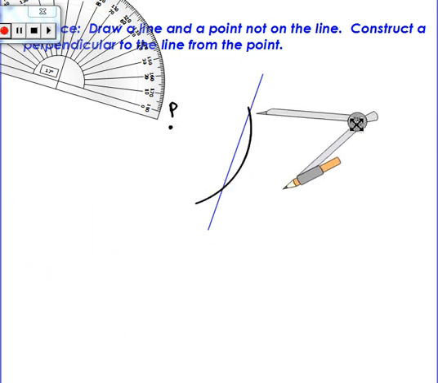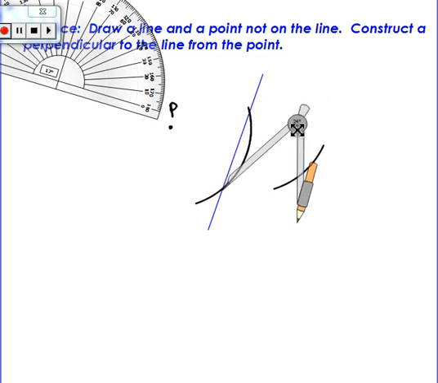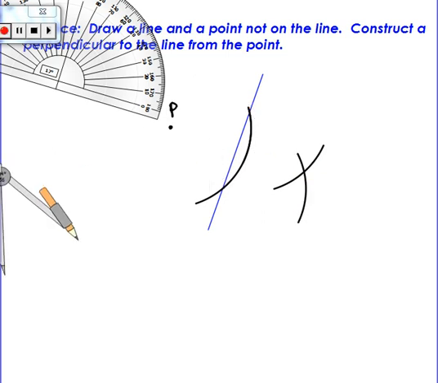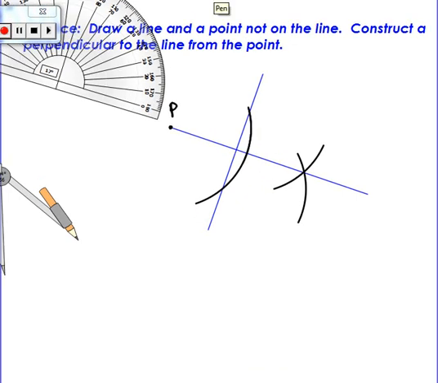Use those 2 points to make an arc. They don't have to be labeled. I will label mine so I can talk about them, but really you just find those points of intersection, and I will connect point P with the point of intersection. And it should look like a nice right angle. Again, you could put your corner of your paper in there just to check.